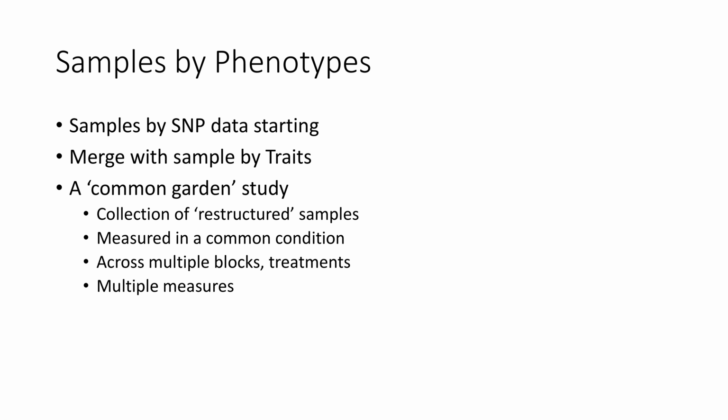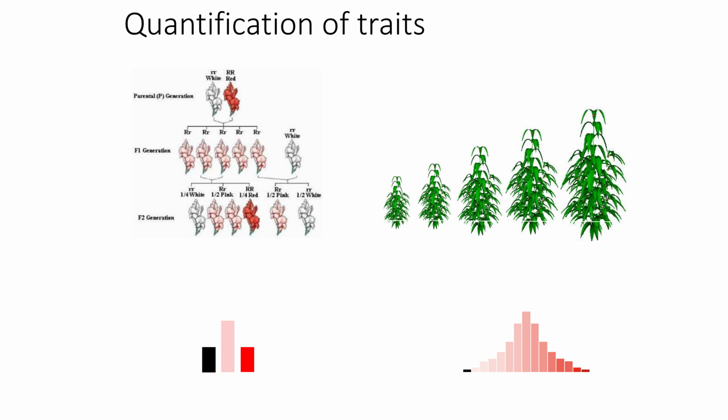And usually these studies are replicated in multiple blocks. You can put the same seeds in different common gardens, and you might apply different treatments, and also measure individual plants and individual lineages multiple times, and for multiple phenotypes that may be correlated. So these are the powerful experimental designs.